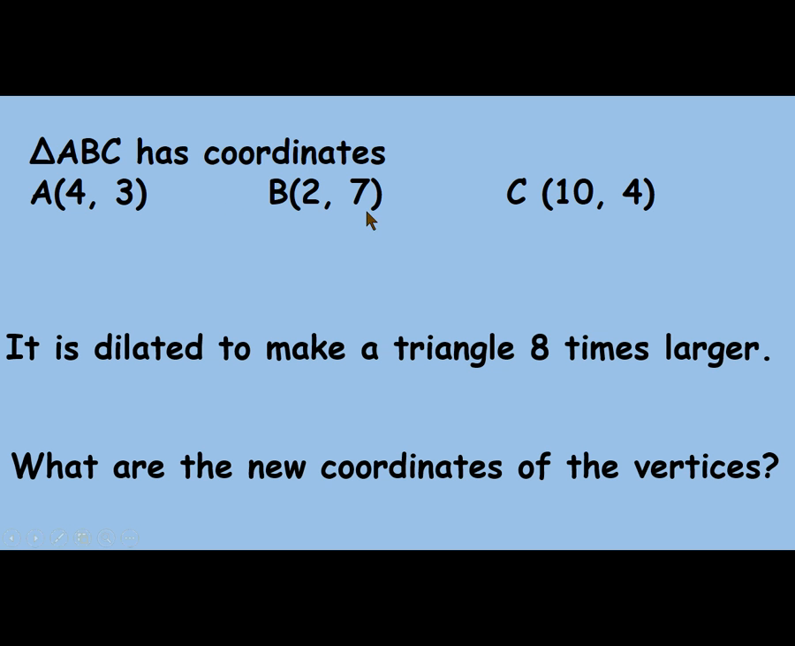Well, it's really simple. We're simply going to take all these coordinates of the original points and multiply them by 8. So our new triangle, A prime, B prime, C prime, is just going to be all the same numbers times 8. 4 times 8 is 32. 3 times 8 is 24. What are the coordinates for B prime and C prime? Well, B prime is at 16, 56, and C prime is at 80, 32.